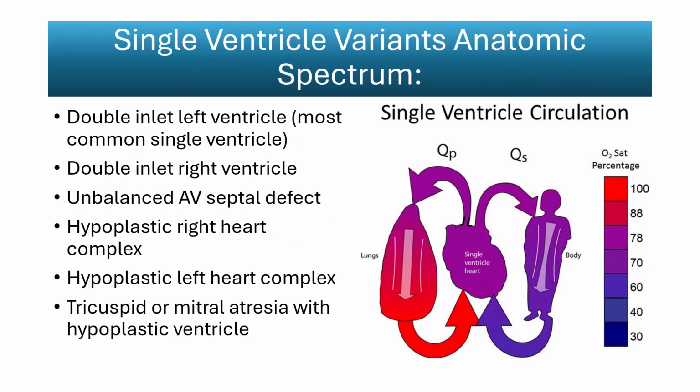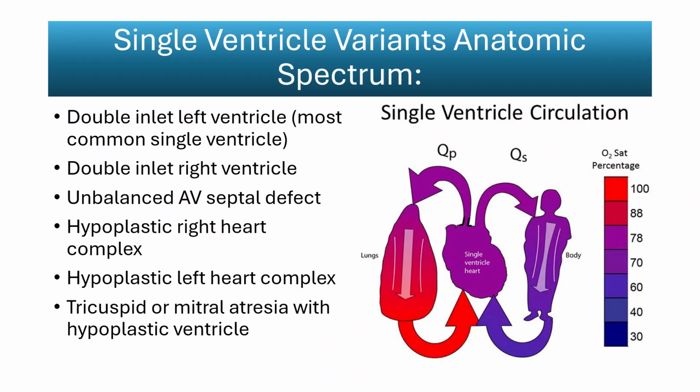Single ventricle physiology represents a broad anatomic spectrum where only one ventricle is functionally capable of supporting the circulation. The most common form is double inlet left ventricle, where both atrioventricular valves connect predominantly to the left-sided chamber. Less common is double inlet right ventricle, where the morphologic right ventricle receives inflow from both atria. An unbalanced atrioventricular septal defect can also create effective single ventricle physiology if one ventricle is markedly hypoplastic.